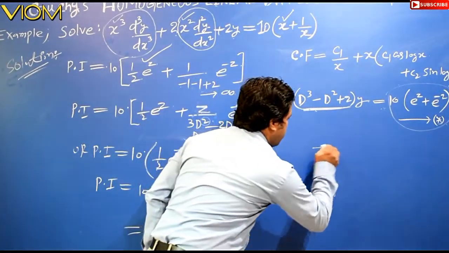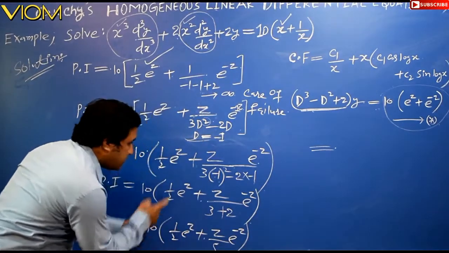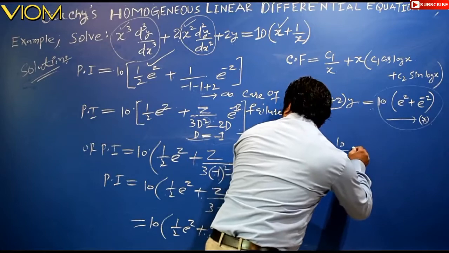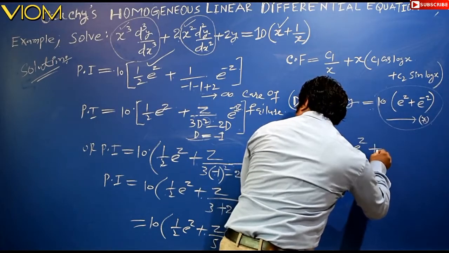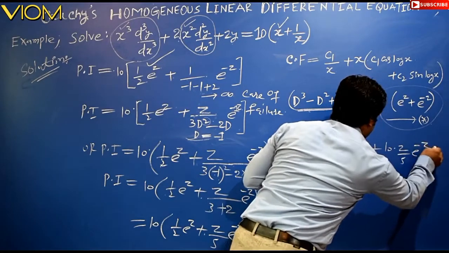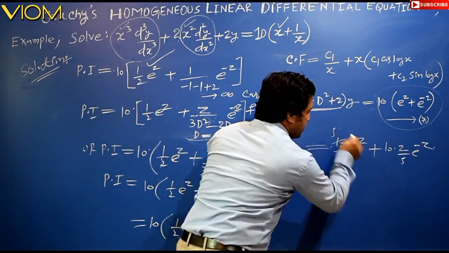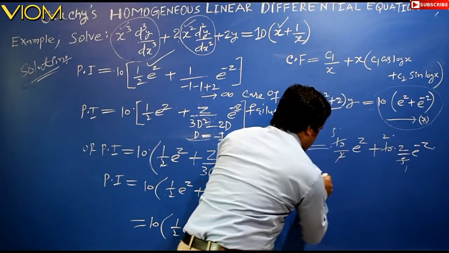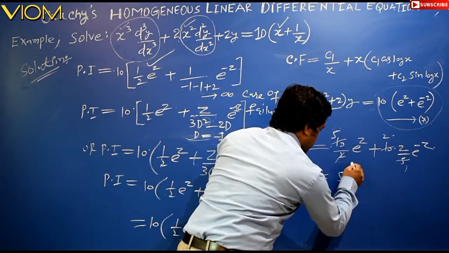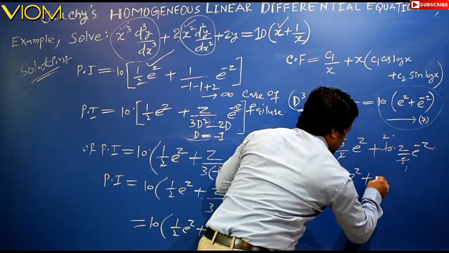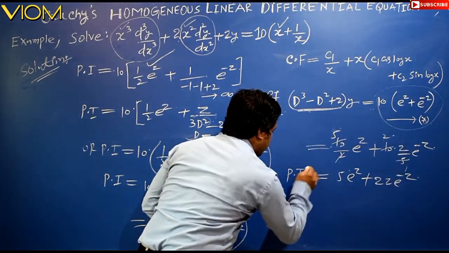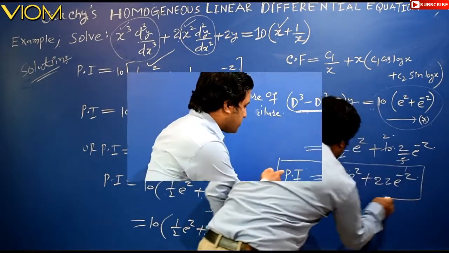I will continue the game here. This is 10 divided by 2 into e raised to the power of z, plus 10 times of z divided by 5 into e raised to the power of minus z. So it will come 5 here, 5 here: 5 e raised to the power of z, plus twice z into e raised to the power of minus z. So this is the particular integral for this question.